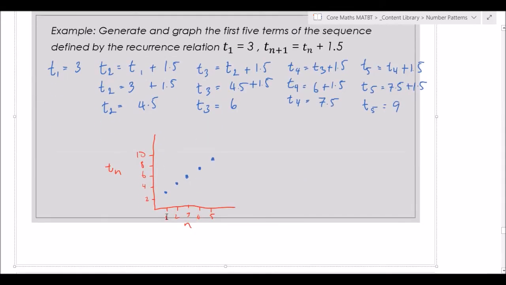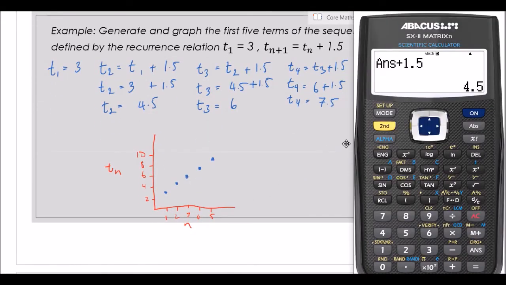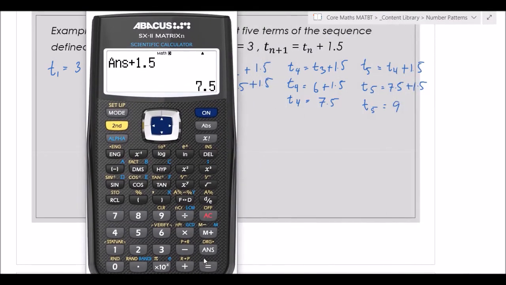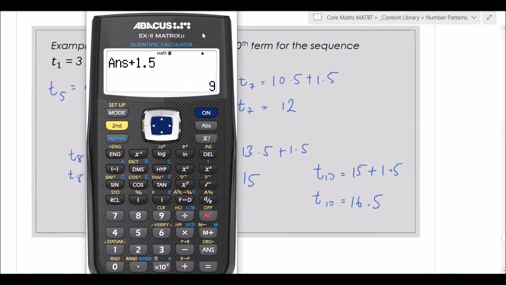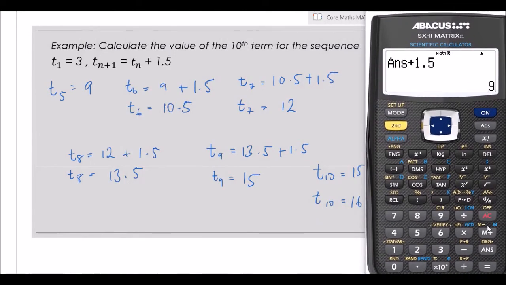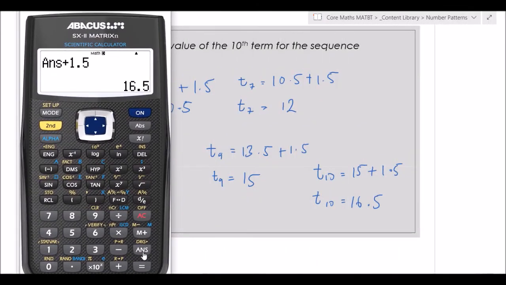Term number 2 there, which is 4.5. Term number 3 was 6. Term number 4, 7.5. And term number 5 was 9. So keep going here. Term number 6 was 10.5. Term number 7 was 12. Term number 8, 13.5. Number 9 is 15. And number 10 should be 16.5. And if you keep pressing enter, you get whatever term you're looking for. Okay, so that's how we use it on our calculator.